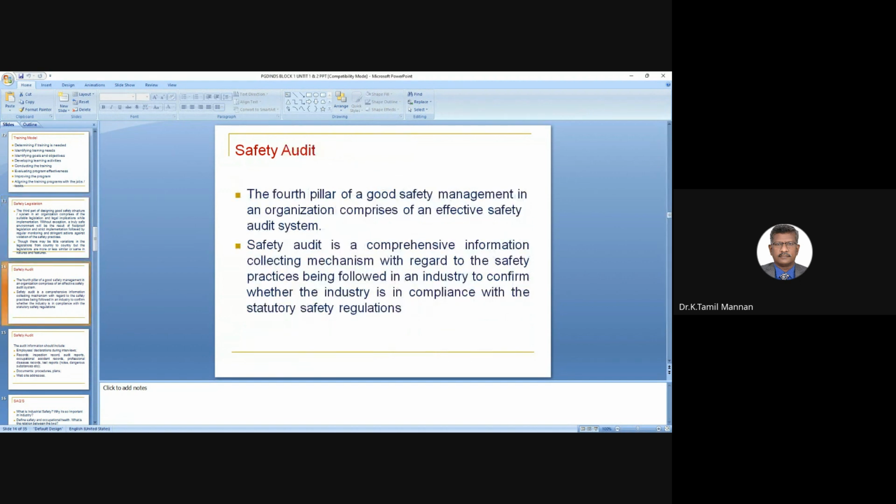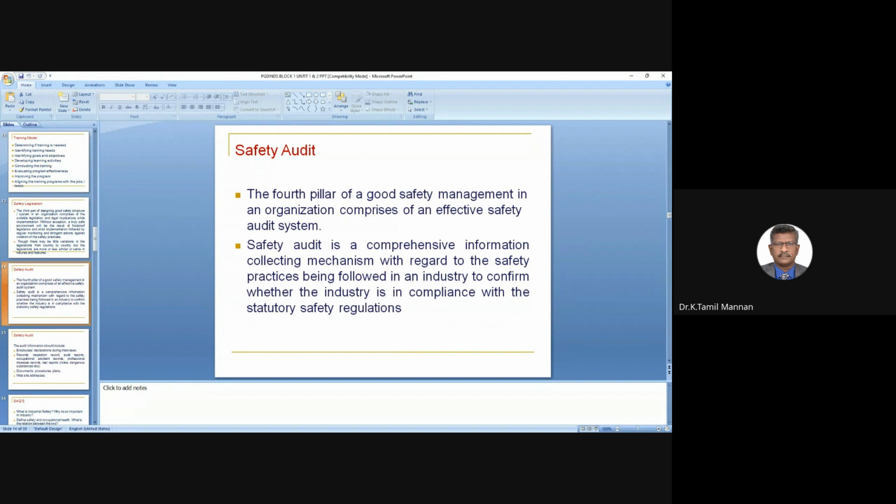So auditing plays an important role. Every sector's auditing is a basic requirement. This is the fourth pillar of this safety design. Good safety management in an organization comprises an effective safety audit system. Safety audit is a comprehensive information-collecting mechanism with regard to the safety practices being followed in the industry, to confirm whether the industry is in compliance with the statutory safety regulations or not.